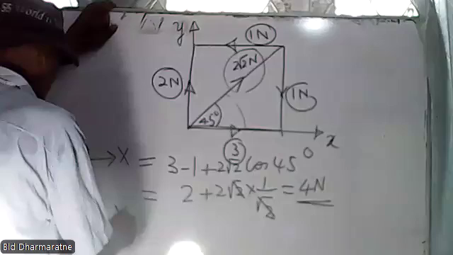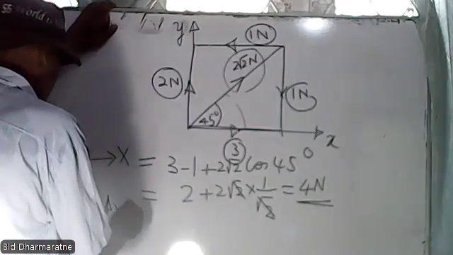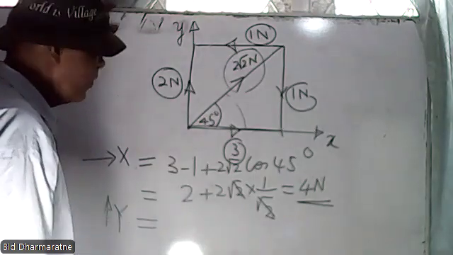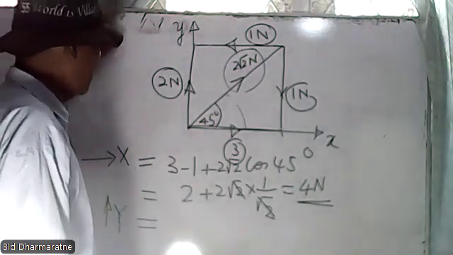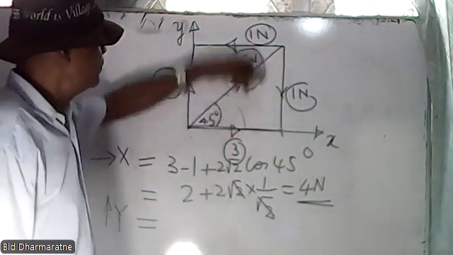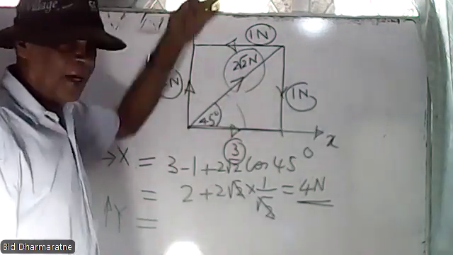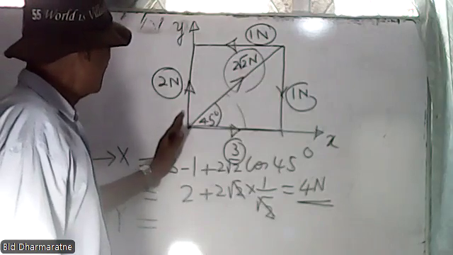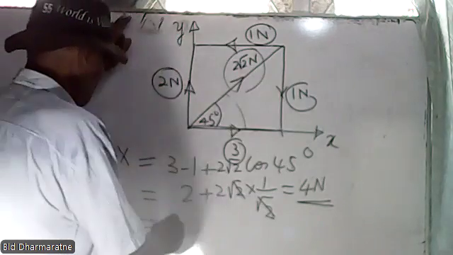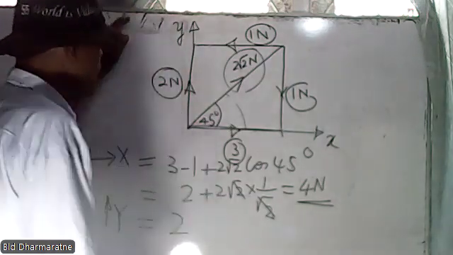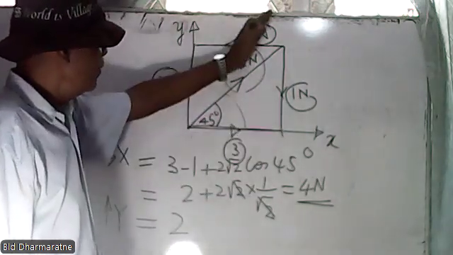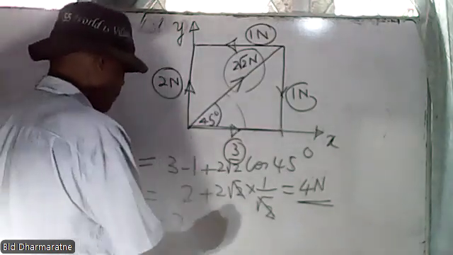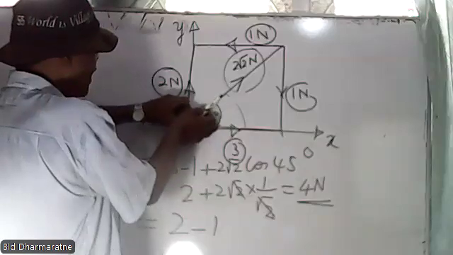Now we get the Y direction. How to get the Y direction? If you take the Y direction, all the Y direction forces should be considered. There are two forces in the Y direction, 2 and 1. This is the Y direction, upward, vertical direction. The 2 is plus. The one parallel to this direction is downward, opposite direction, minus 1.